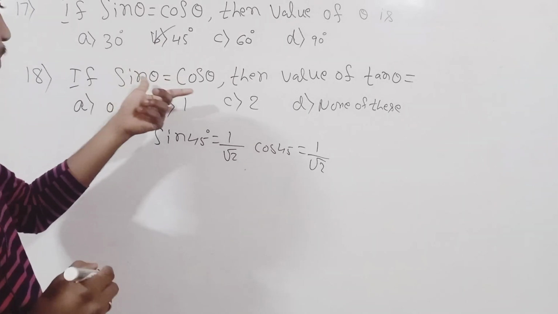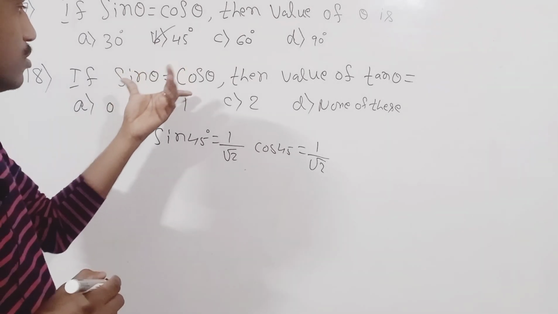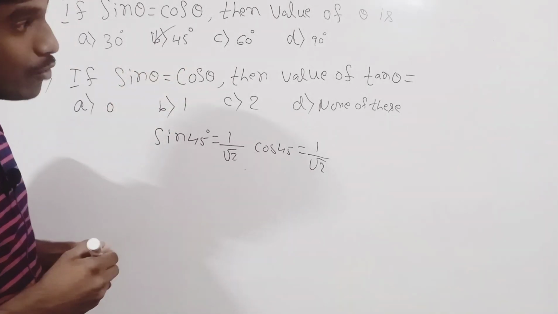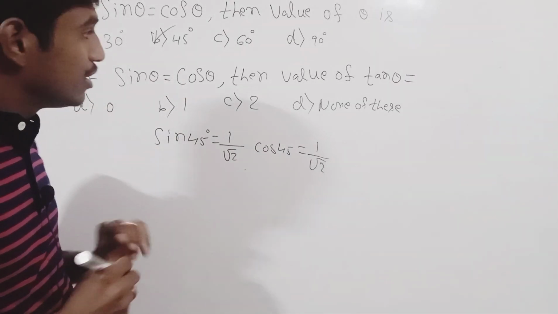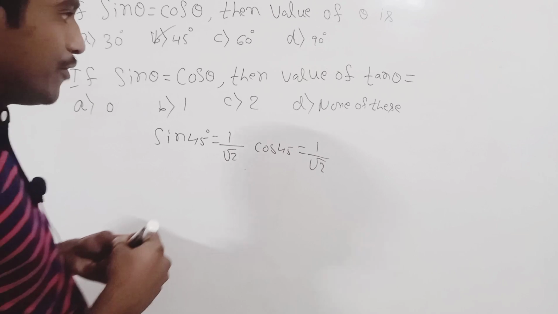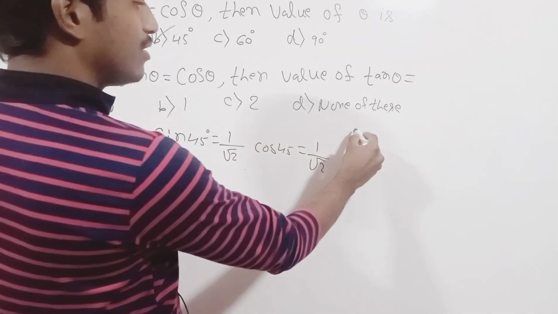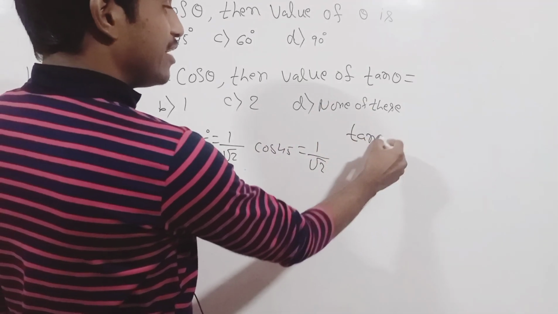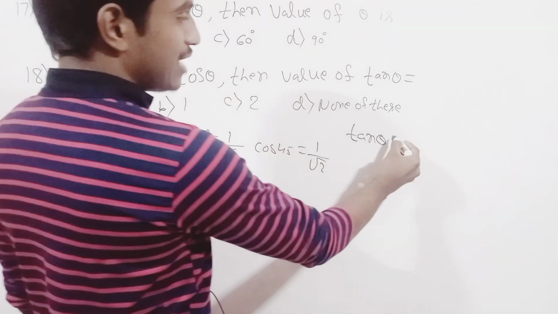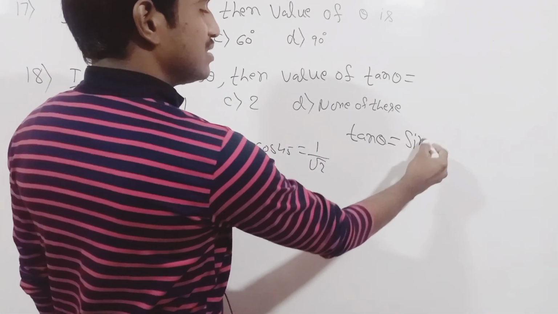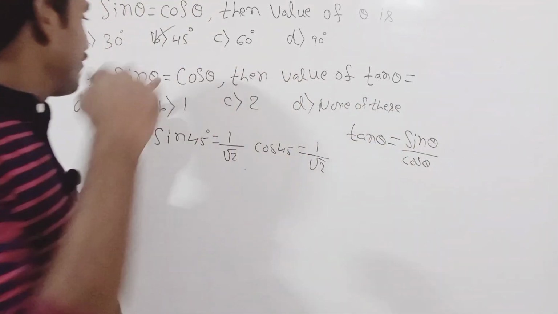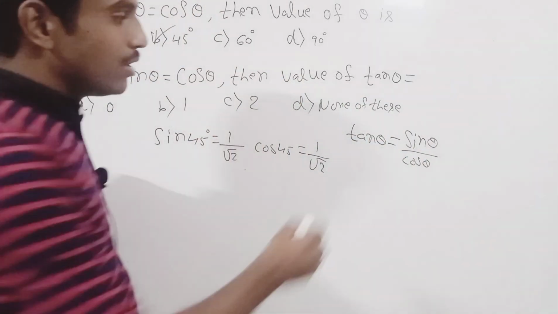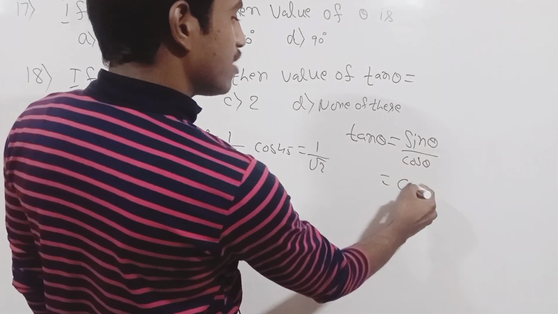Like that, next question, a similar type of question. If sin theta and cos theta are equal, then what will be the value of tan theta they have given here? What is the value of tan theta? We know that the value of tan theta in terms of sin and cos is tan theta is equal to sin theta by cos theta. Now here they have given sin theta and cos theta are equal. That means in place of sin theta I can write cos theta.